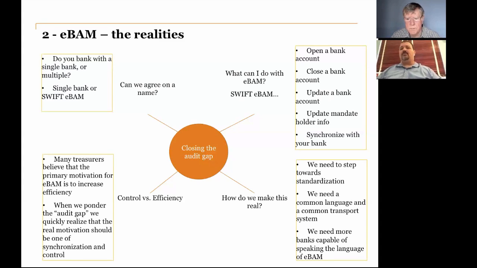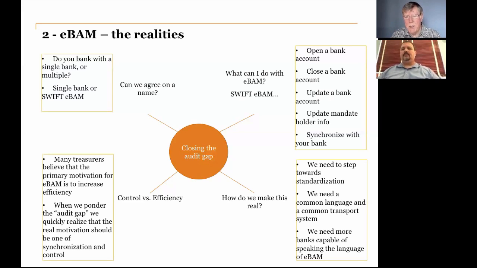First and foremost is by using Swift eBAM, we're insisting, in effect, on the ISO 20022 standard. Right? If we can't all speak the same language, we're going to have a hard time doing it. And we're also using a network that most of the banks are already connected to.